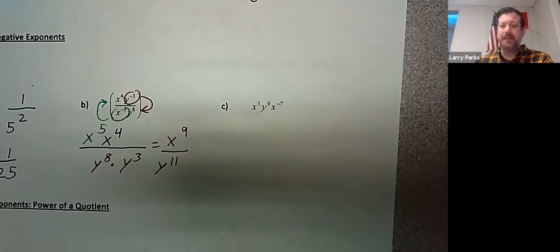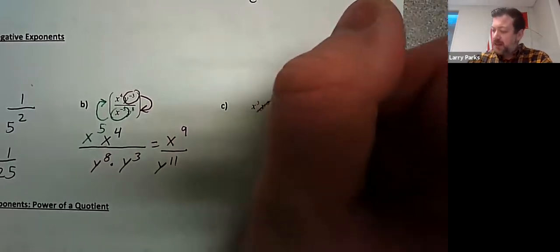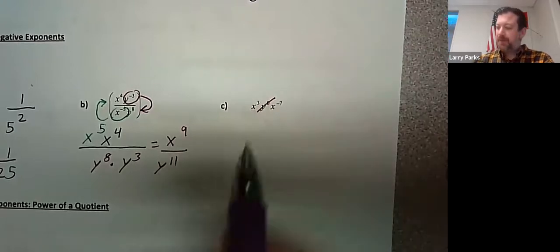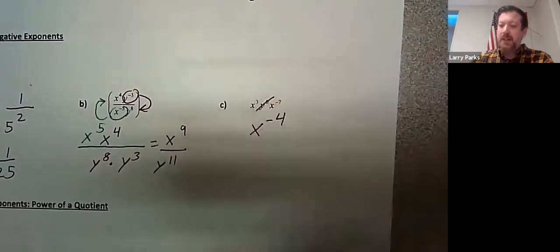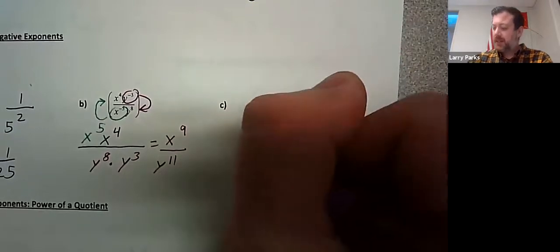All right. Here, y to the 0 is 1. So I'm just going to cross that off because anything times 1 is itself. So it's away. 3 plus negative 7 is negative 4. We don't like negative exponents, so we're going to write that as 1 over x to the fourth.